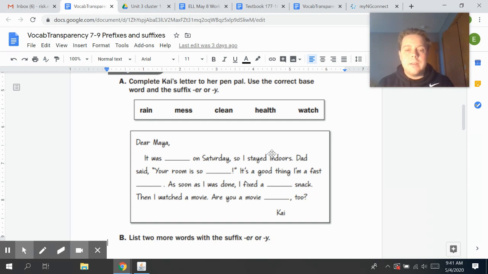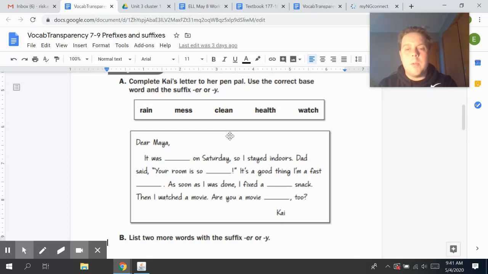Dad said, your mom is so blank. It's a good thing I'm a fast blank. As soon as I was done, I fixed a blank snack. Then I watched a movie. Are you a movie blank too? When your dad says your room is so blank, I'm going to say messy for that one. Dad says your room is so messy.